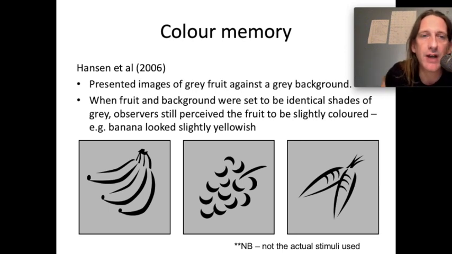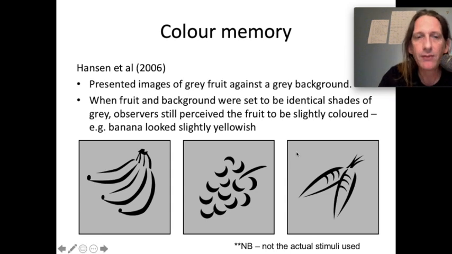So this experiment by Hansen et al. in 2006, they presented images of grey fruit against a grey background. This isn't the actual stimuli they used, something slightly different, but this will serve as an example. So when the fruit and the background were set to identical shades of grey, observers still perceived the fruit to be slightly coloured. So they still perceive the fruit here as being slightly yellow, these grapes here as being slightly purple, and these carrots here as being orange. Again, these aren't the stimuli that they used, so it probably won't work for you.